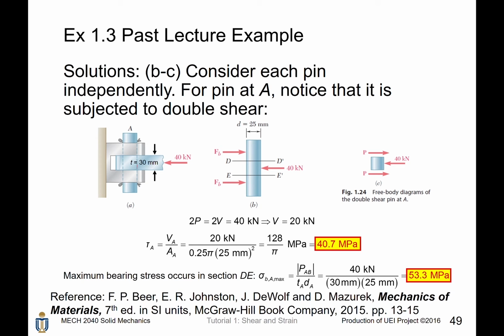For this pin, there are 3 direct forces acting on the cylindrical surface. For each of them, they generate different bearing stress on their respective contact surface. The maximum bearing stress occurs in section DE. Notice that D is 25 millimeters, while T is 30 millimeters. Therefore, the maximum bearing stress will be 40 kilonewtons divided by 30 times 25, which equals 53.3 million Pascals.